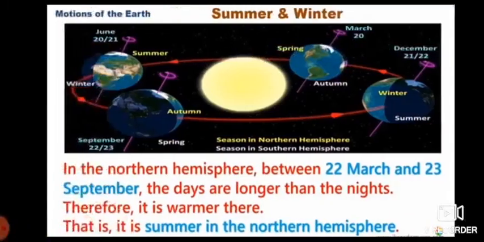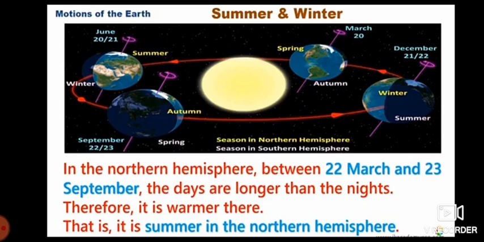Now let us study about summer season and winter season. Okay, so first we will revise something, that is the part above the equator is called the northern hemisphere, and the part below the equator is called the southern hemisphere. Yes, so these are the two parts formed because of the equator, isn't it? Now we have to just keep in mind the two dates starting from 22nd March and ending at 23rd September.